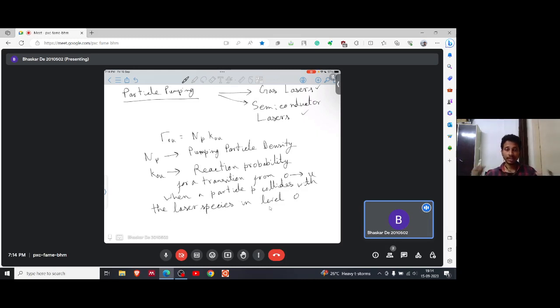Basically here the material or the medium is bombarded with some particle, and the pumping happens when there is a collision between the particle and the laser species. So the energy that is transferred in the system basically comes from the collision.